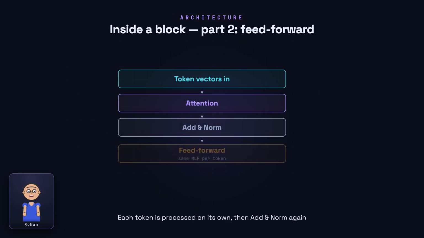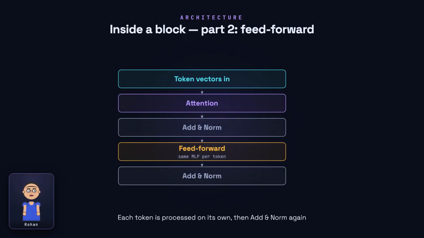After tokens have shared context, each one goes through a feed-forward network, a small two-layer neural net applied to every token independently. Attention lets tokens talk to each other. The feed-forward lets each token think on its own. It too is wrapped in add and norm. And that is one complete transformer block: attention, add and norm, feed-forward, add and norm.